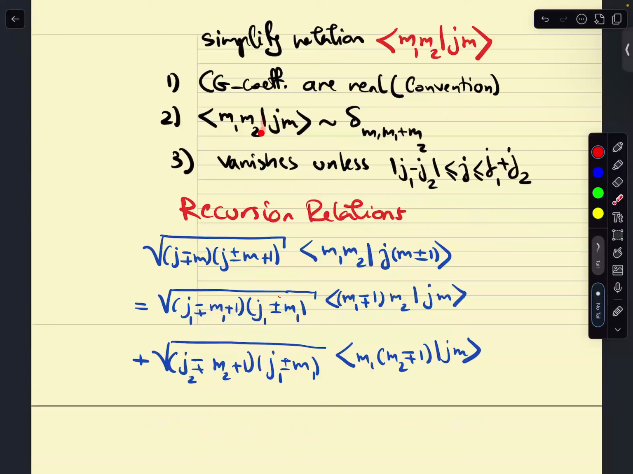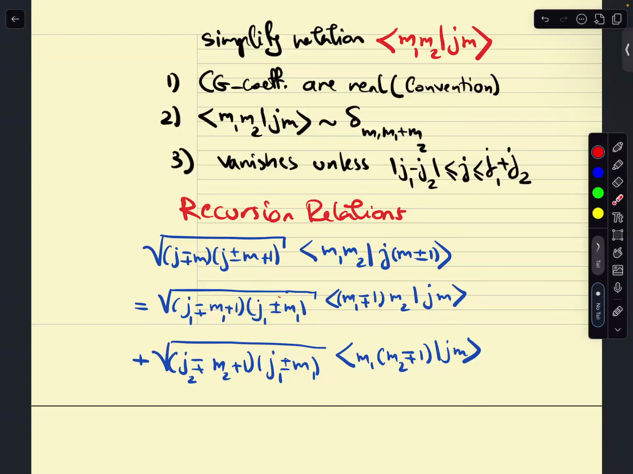First thing was that the M1, M2, JM coefficient is non-zero unless M1 plus M2 adds up to M. That's just a simple statement about the fact that Jz is J1z plus J2z. So if you recall, the way we proved it is that we looked at the matrix elements of this operator, which is 0, acting on one side with JM and on the other side with M1, M2, or the opposite. That's basically the idea. That's how you prove it.